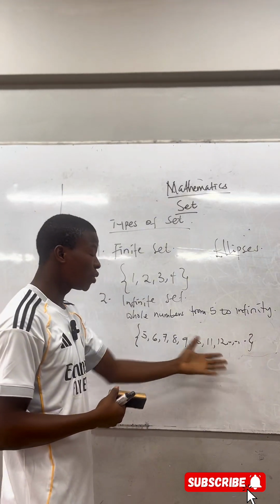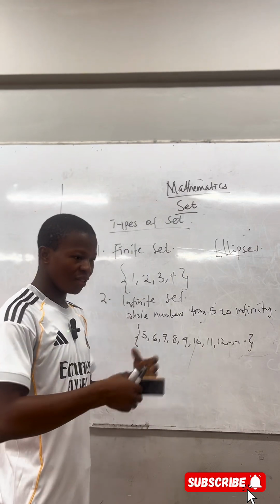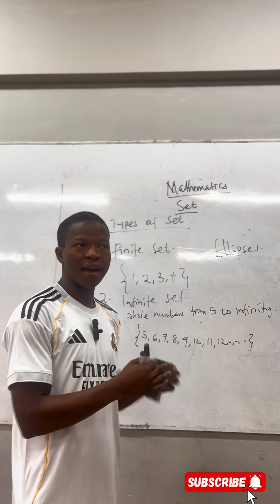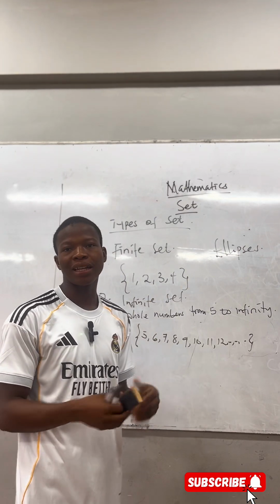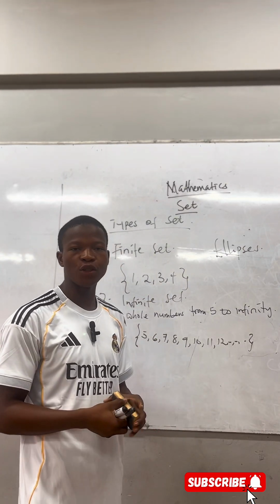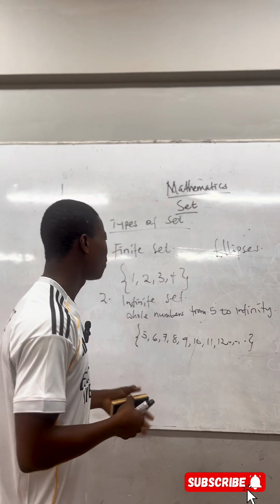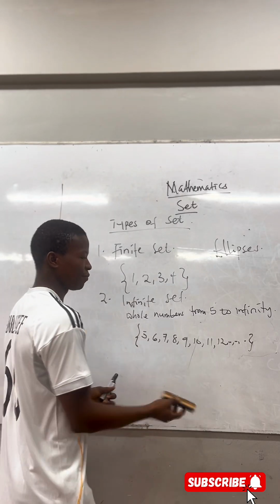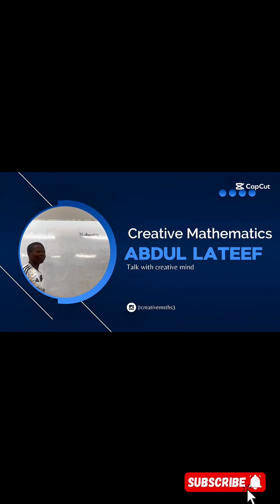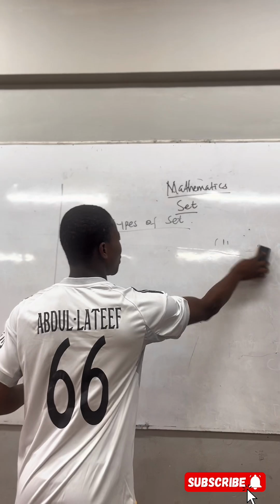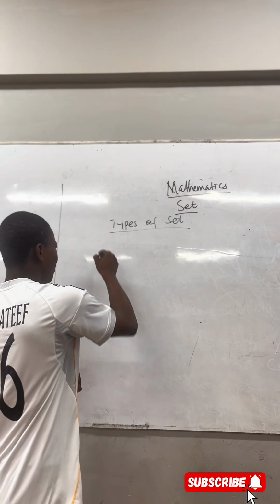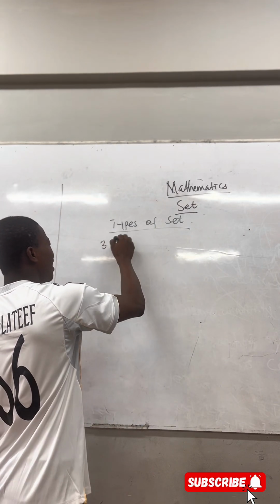Whole numbers, counting numbers, even numbers are infinite, depending on the last member or the last element. If the last element is not given to you, we say that it is an infinite set. Good. Now let's proceed. Our third type is a null set.